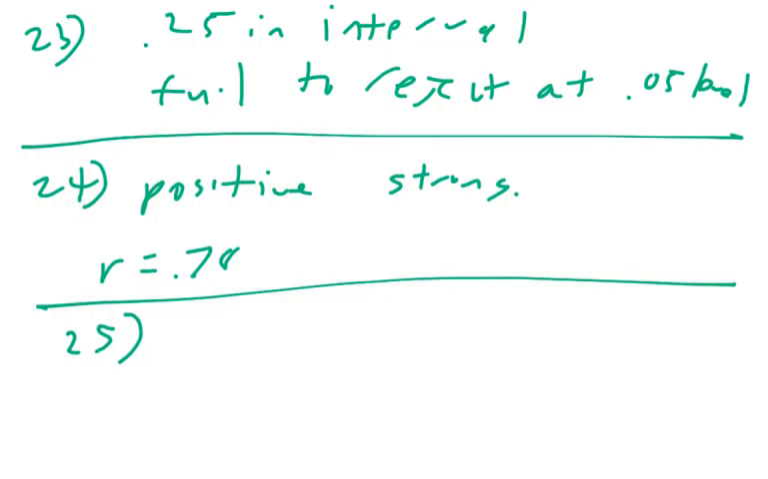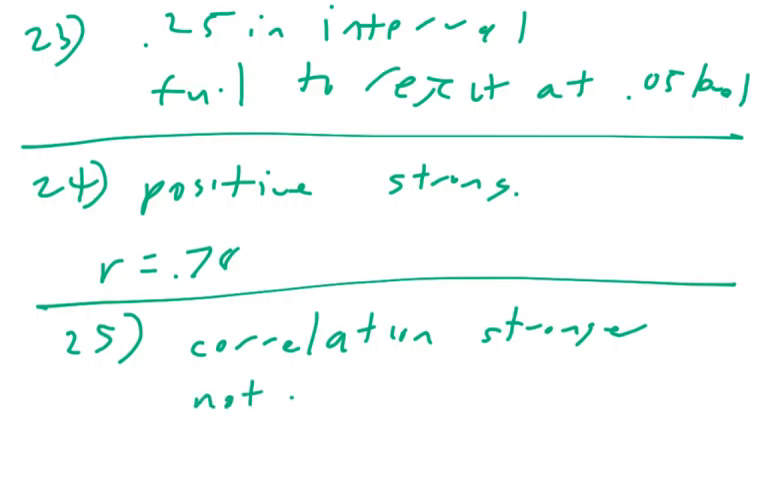25, if we get rid of the outlier, the correlation becomes stronger. And really there's not going to be much change to the equation. It's just going to look more like a line.